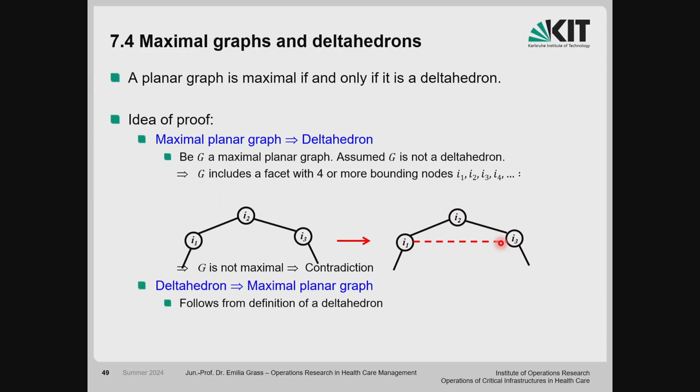The other way is pretty straightforward. If it's a deltahedron, then you can see instantly that it's a maximal planar graph, so it follows from the definition of a deltahedron. So if you don't have a triangle, then you can always insert some kind of edge and you get a larger one, so it cannot be maximal. So it's a contradiction, and this is some kind of proof, at least an idea of a proof.